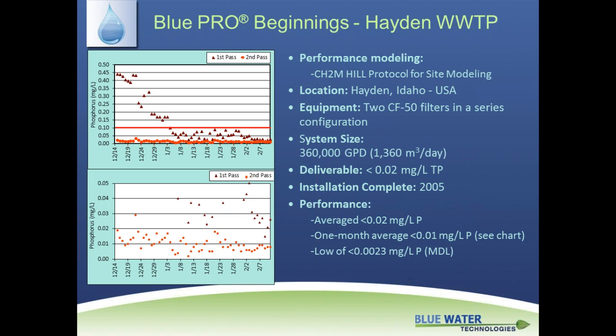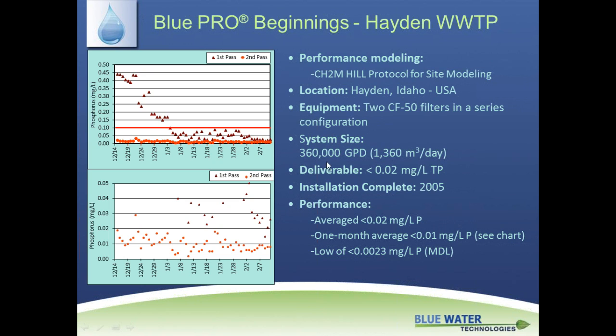Now I'm going to hop right into a lot of our case history, because I think there's a lot that can be learned and witnessed from the data sets of these case histories. Blue Pro, the process has been around for about 10 years. The first full-scale installation was completed in 2005. It was on a municipal plant, but again, it's the same process that I'm talking about today. This was implemented by CH2M Hill, or I should say that they wrote the protocol for site modeling on this project. And it's in Hayden, Idaho.